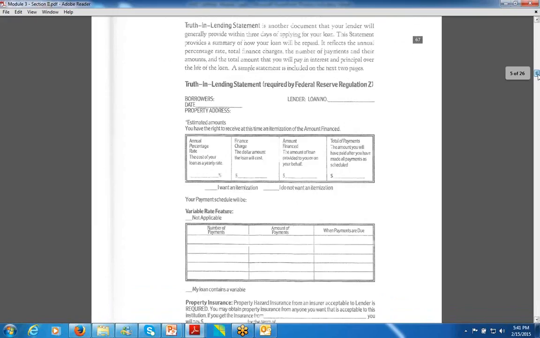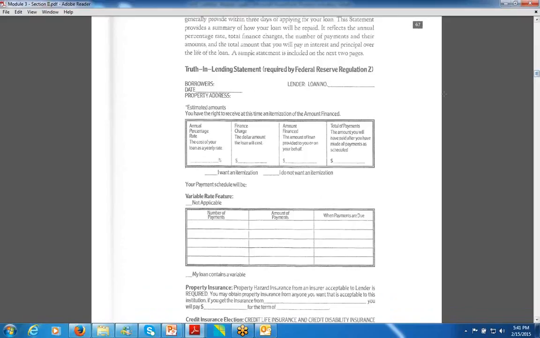Okay? Your truth in lending statement. We talked about this. This is a statement that shows you, this is really your shocker, because when you look at your truth in lending statement, it's going to show your annual percentage rate, which we talked about, which is not your interest rate on your loan. Your interest rate on your loan will be stated on the form, but it will not be your APR.